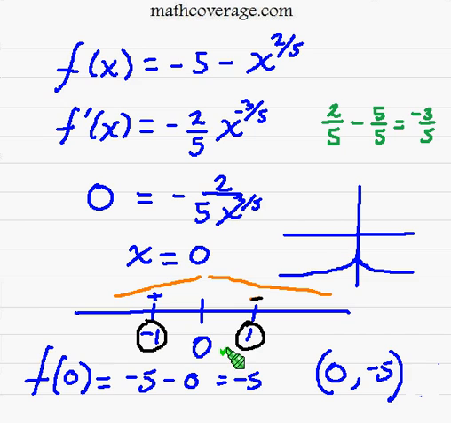The next thing we're going to do is find that point. We take our critical number and plug it back into the original function, f of x. -5 minus 0, that's 0 to the 2/5 is 0, which is equal to -5. So we say that (0, -5) is going to be a maximum, and I'll just sketch that out right there. And that concludes this problem.